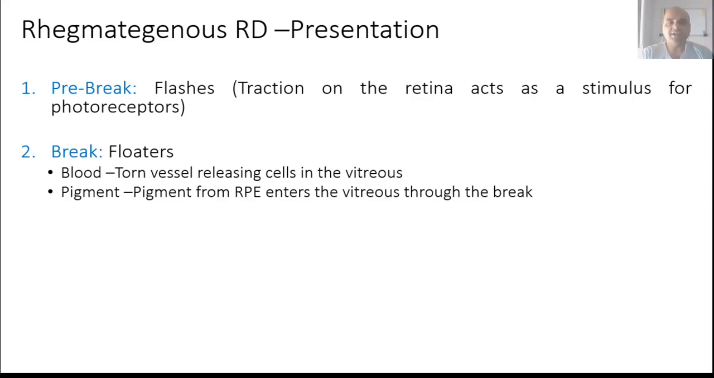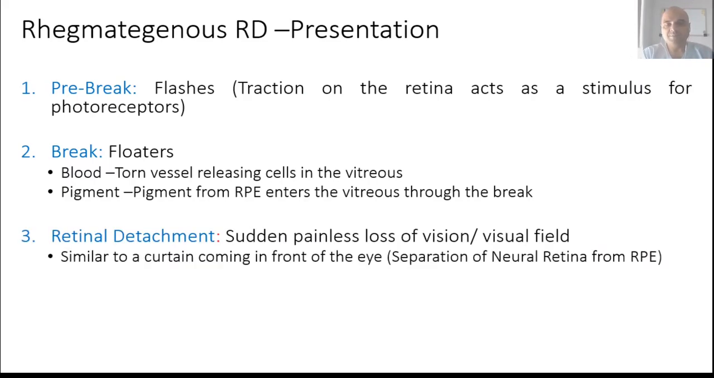for the patient. And if by chance there was a blood vessel running in the area where the break was created on the retina, that blood vessel would be torn and blood cells would come out into the vitreous, which would again appear to the patient as floaters. The detachment stage produces symptoms of painless loss of vision or visual field, and it's been described by patients as a curtain coming in front of their eye.